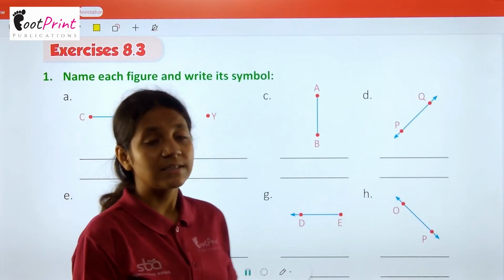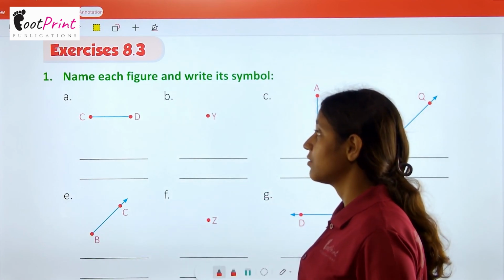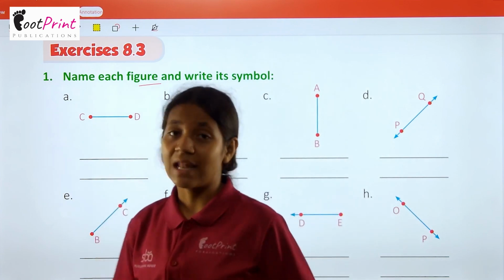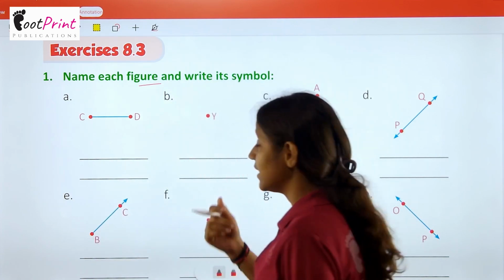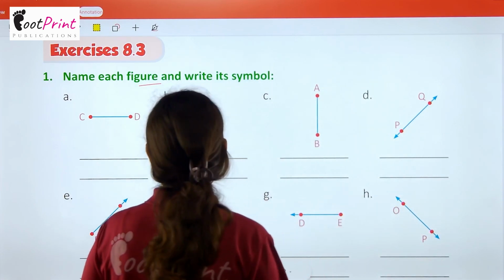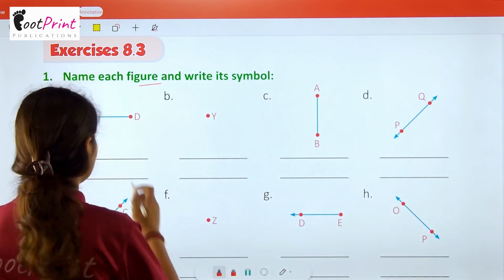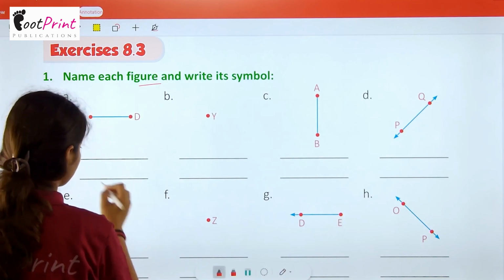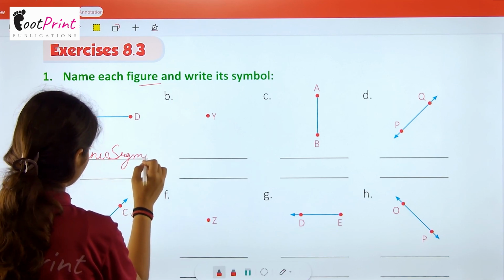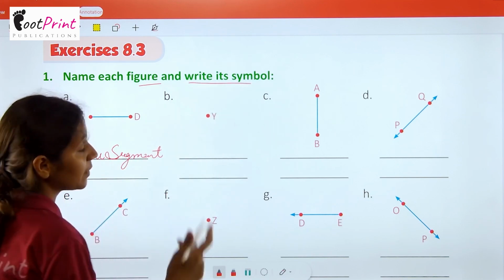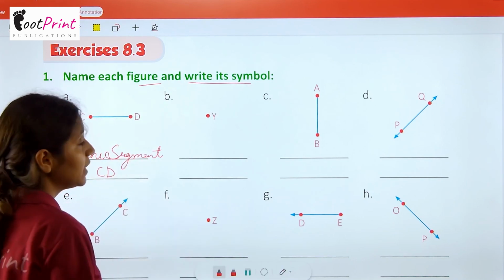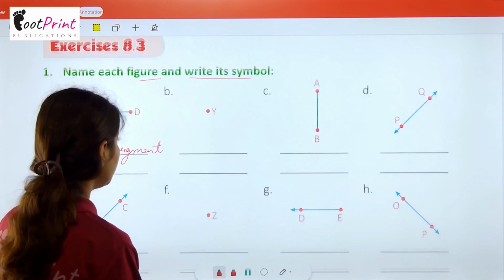Now we have the third exercise of this chapter, that is exercise 8.3. Name each figure and write its symbol. First is a line segment. Second one is a point and the name of the point is Y. So you have to write here. So firstly we have to name the figure. So this is a line segment. And write its symbol, that means we have to write the name of the line segment, that is CD. We can see by the representation of the dots here, point here.